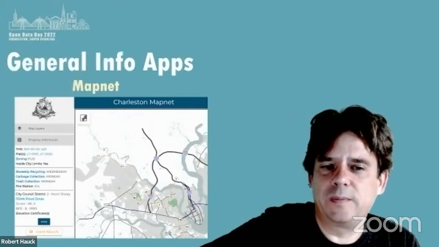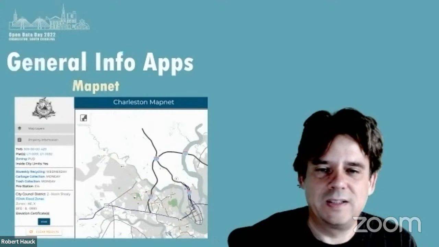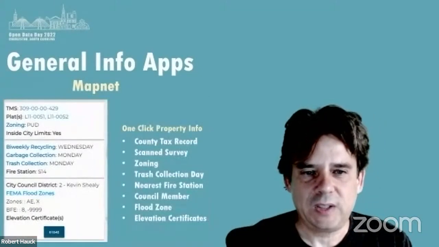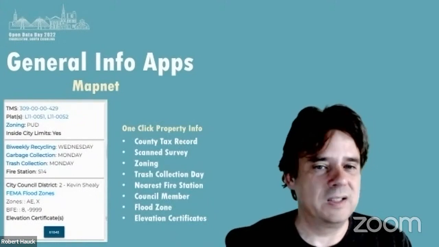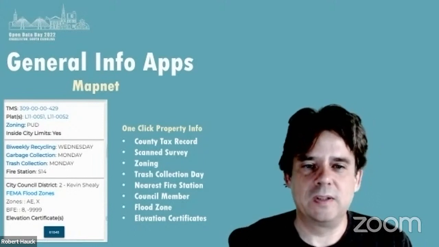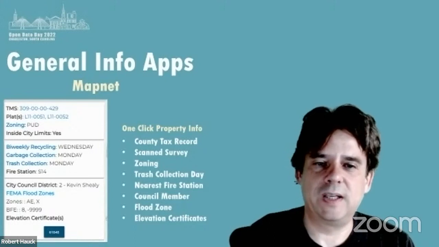This is for our citizens. It's just one click and you get some basic information about a property. So what does it have? When you click a parcel, you get a link directly to the county tax record, so you can get your tax bill, the current assessed value, ownership, stuff like that.